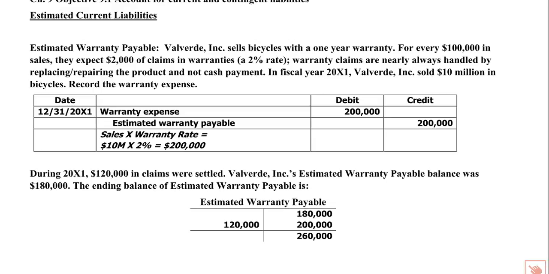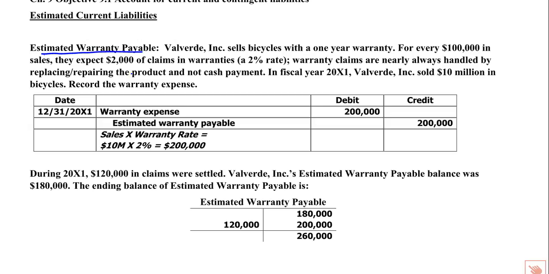All right, we're still in Objective 1. We're working with current liabilities, and now we're going to work with a different type of current liability, one that has to be estimated. Its counterpart as a current asset might be bad debt expense, where you had to estimate how much bad debt expense you're going to have under the allowance method. The one we're going to talk about first is estimated warranty payable.